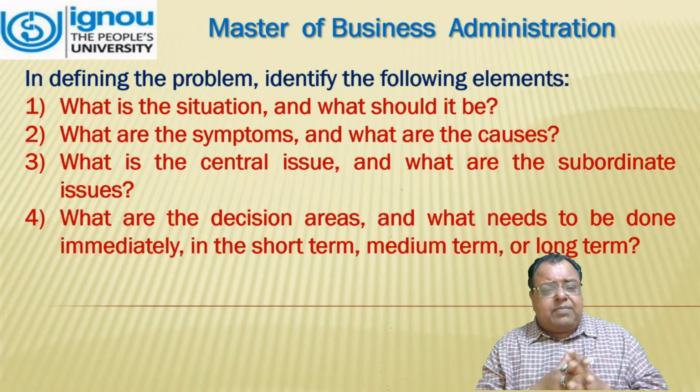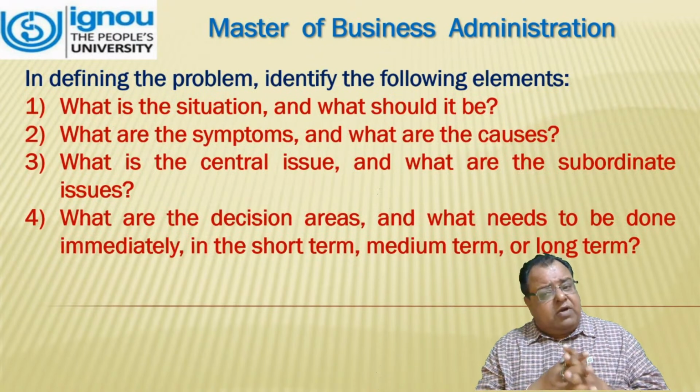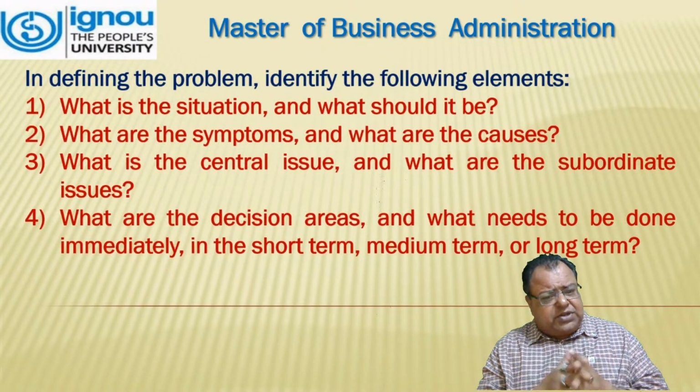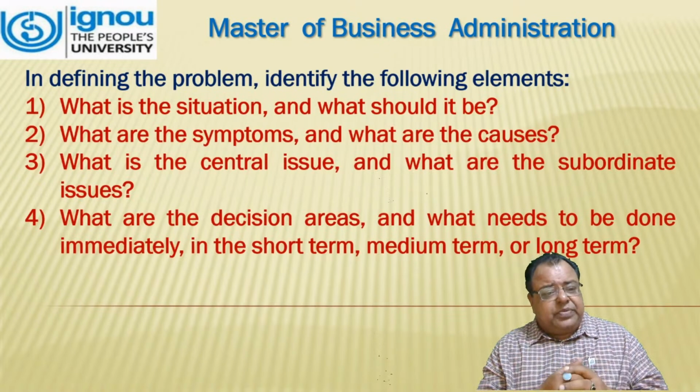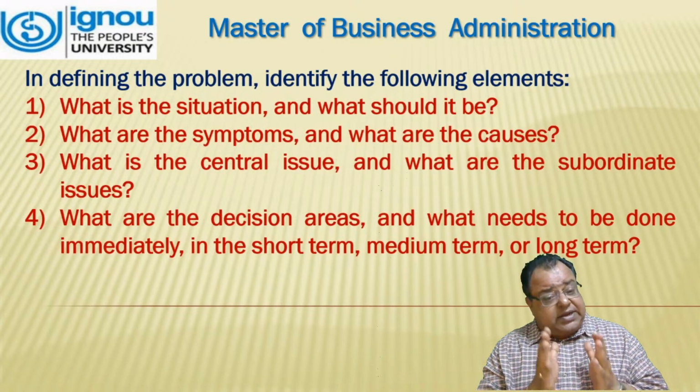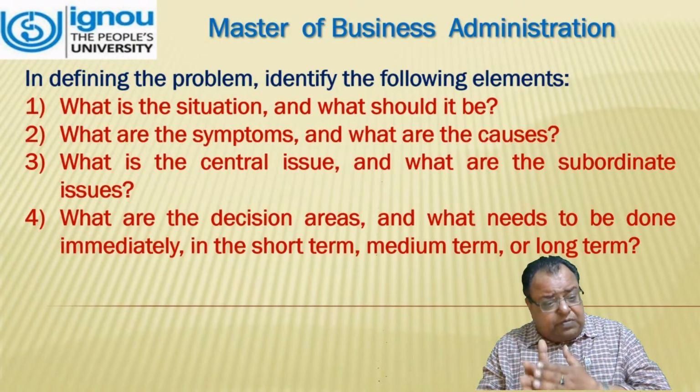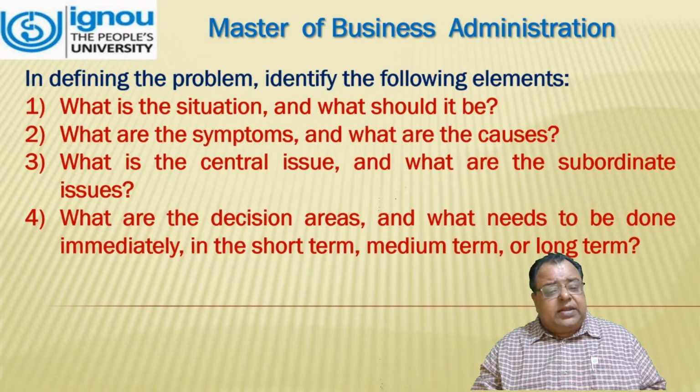In identifying the problem, identify the following elements: what is the situation and what should it be? What are the symptoms and what are the causes? What is the central issue? What are the subordinate issues? What are the decision areas? And what needs to be done immediately, in the short term, medium term, or long term?